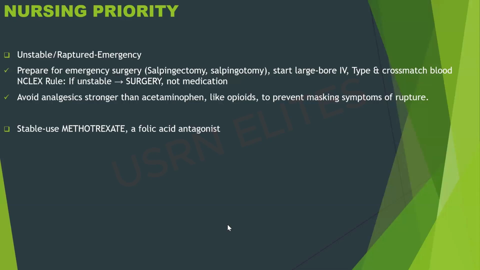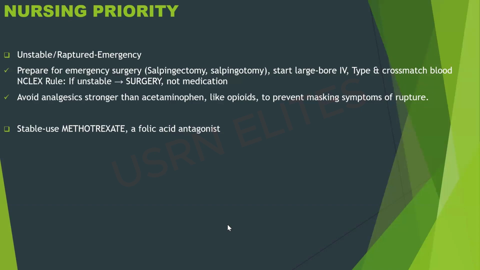Okay, so when the patient is unstable, which is a ruptured ectopic, the patient is seen to be what? Unstable, and emergency treatment needs to be used. That is by preparing the patient for what? Emergency surgery. That's your priority. Okay, not medication. All right.